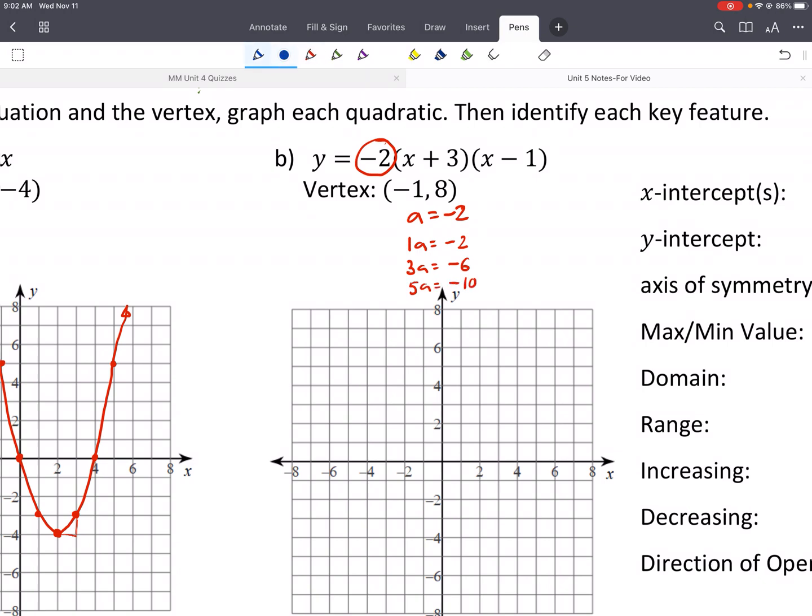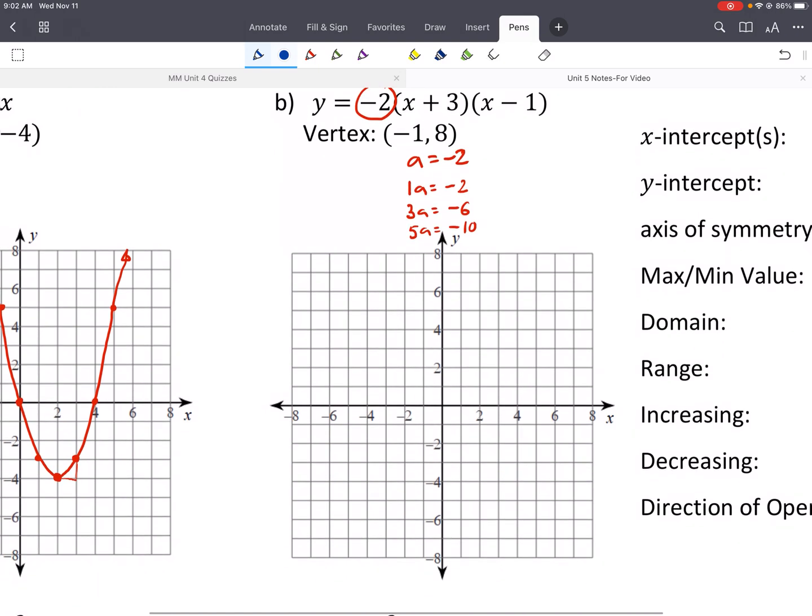Okay, so now we just plot our vertex and then use our growth pattern. So negative 1, 8, which is right here. And we'll go over 1, down 2. Over 1, down 6. Over 1, down 10, which is outside, so we wouldn't need to do that point. And then we do it symmetrically on the other side as well. And then we'll connect our dots.